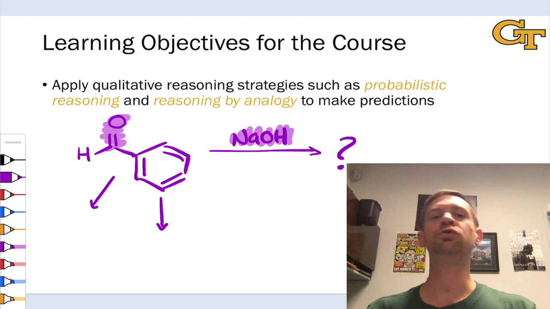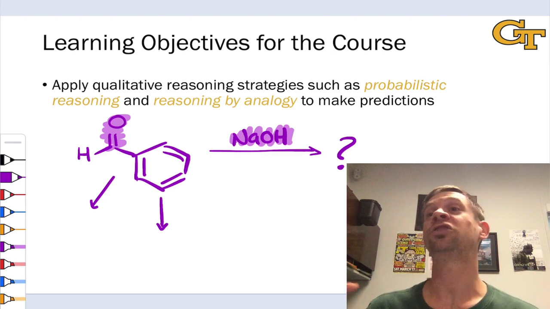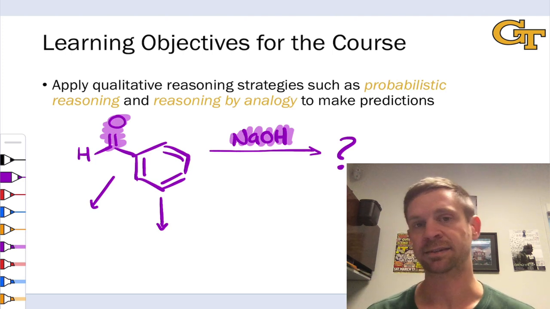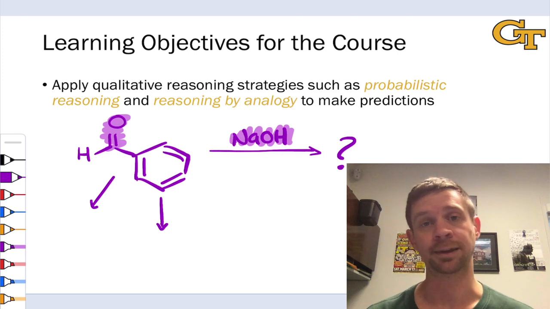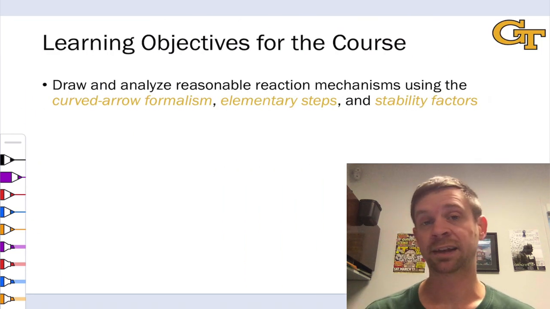Takes in a huge body of data and builds a probabilistic model of what the most likely correct answer to a question is, given the data that it has, given the information and its information processing model that it has built in. Our third objective is to be able to draw and analyze reasonable organic reaction mechanisms.